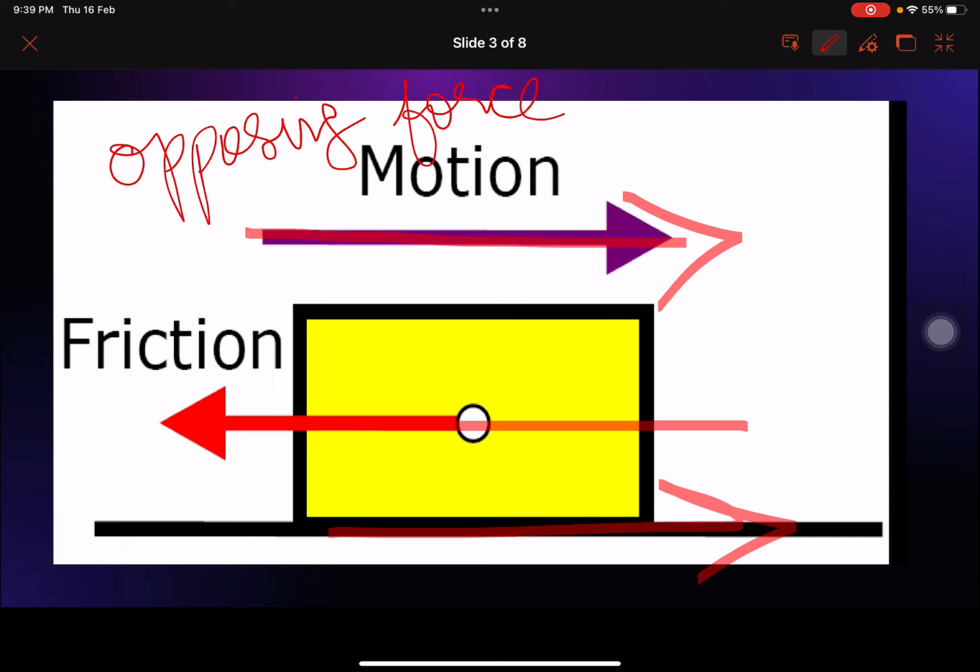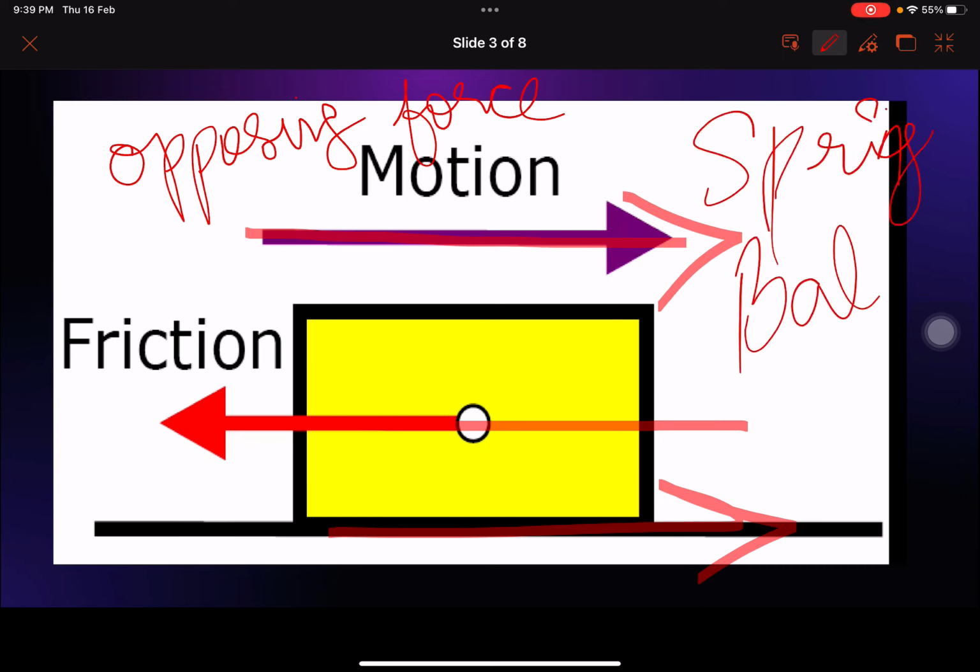And one more thing is that spring balance is a device used for measuring the force acting on an object. Spring balance is a device that is used for measuring the friction.